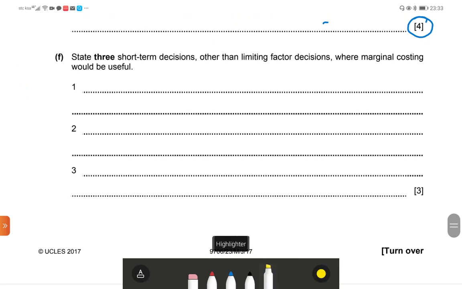Next, F. State three short-term decisions other than the limiting factor decision where marginal costing would be useful. We use marginal costing for so many purposes, right? Make or buy decisions. Which are they? Make or buy decisions.